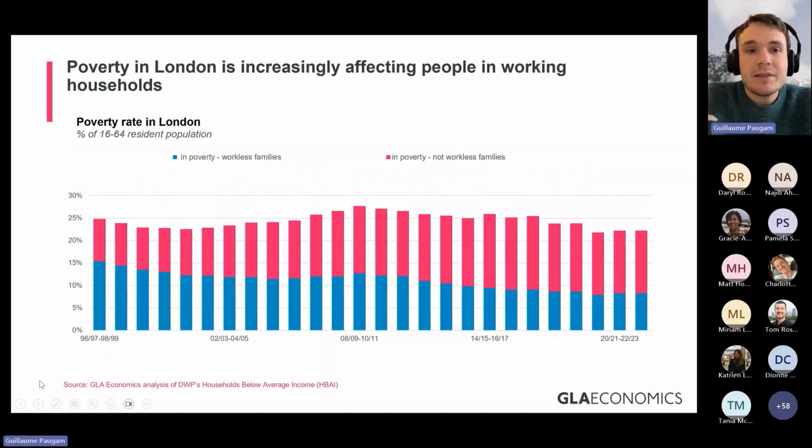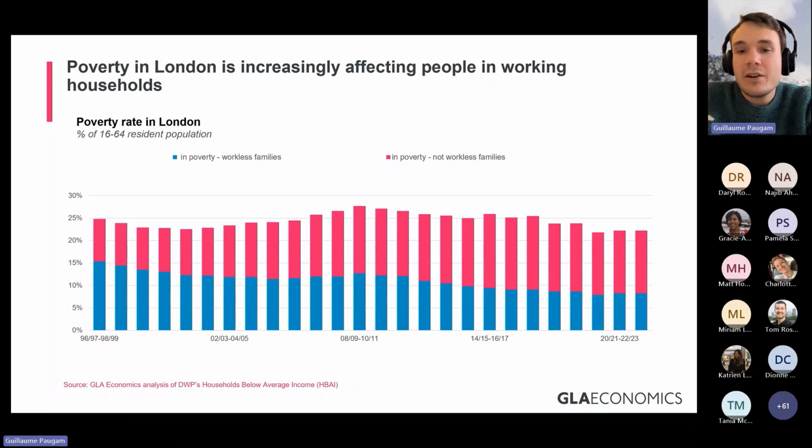So in terms of the results themselves, here in this graph, each bar represents the overall poverty rate for the 16 to 64 resident population in London. And then I break it down in two parts. I break it down between people in poverty who live in a workless family and people in poverty who live in a family where at least one adult is employed.